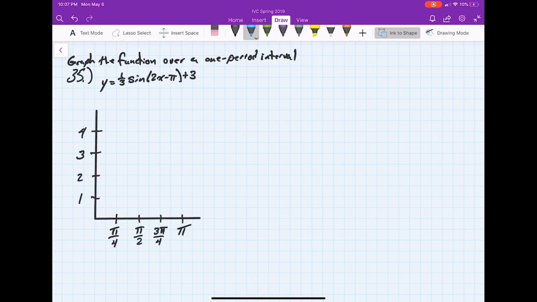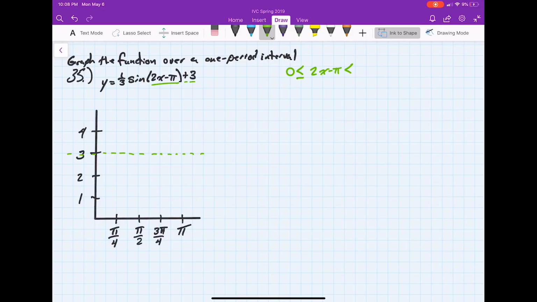So for these next ones, we're going to graph the function over a 1-period interval. Interesting, we start out with a plus 3. I like to deal with this right off the bat. So our axis of symmetry is going to be clear up here at 3. Done and dealt with. So the next part of this is we are going to look at what's on the inside here and find our period.